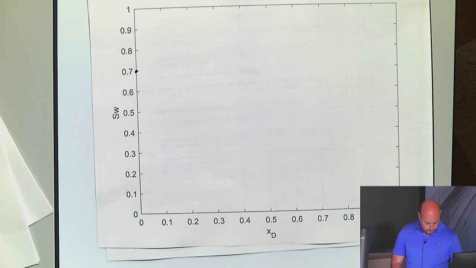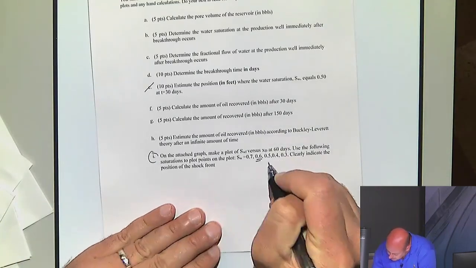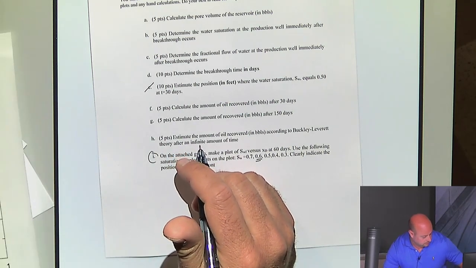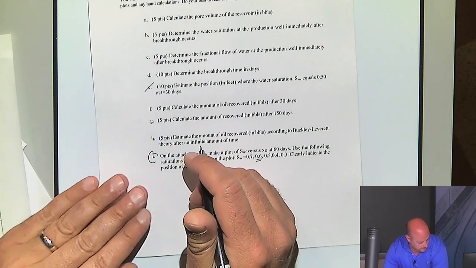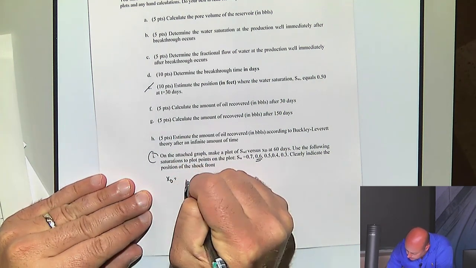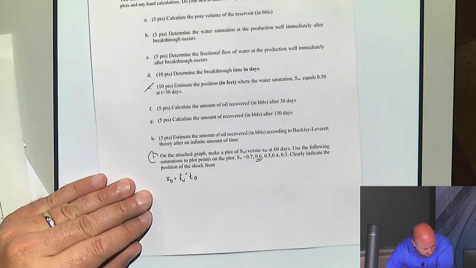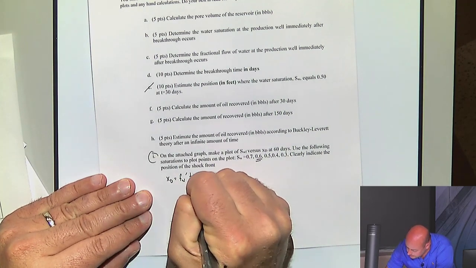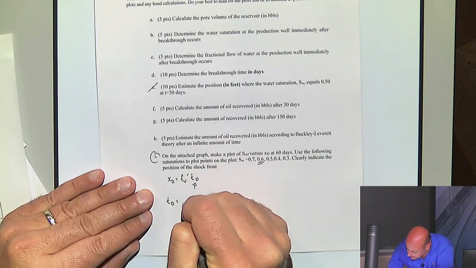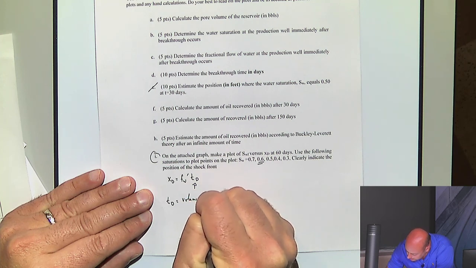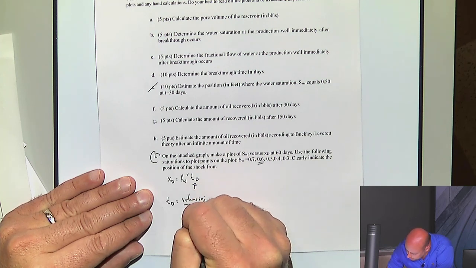So it says Sw is equal to 0.6, and recall that xD is equal to fw prime times tD. Well, the first thing we need is we need to know what tD is. tD is the volume injected divided by the pore volume.